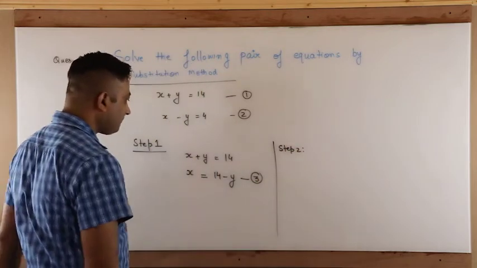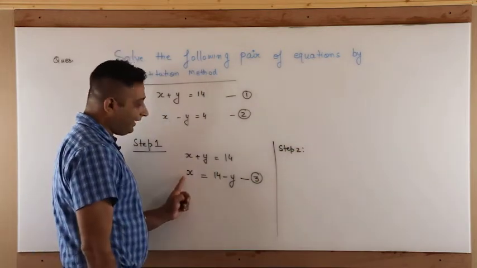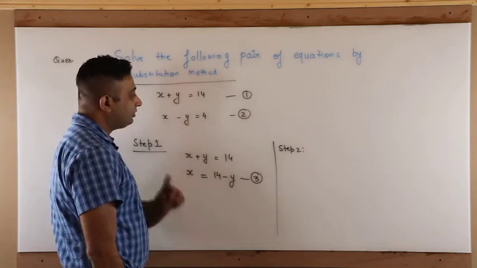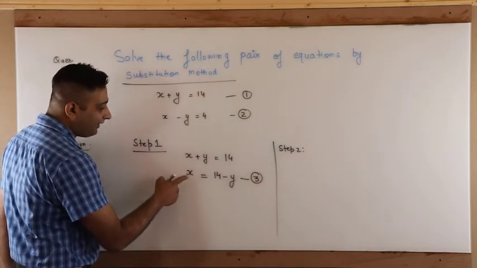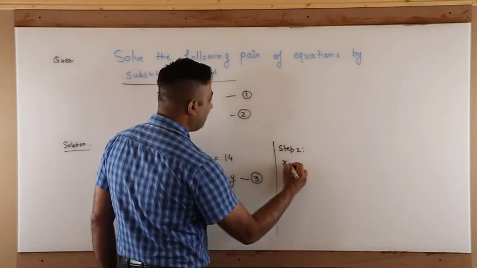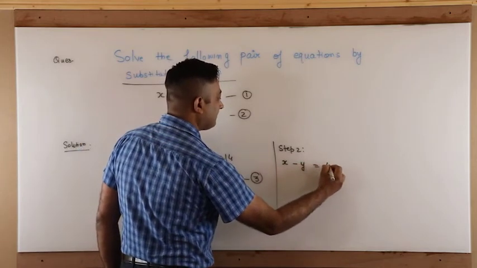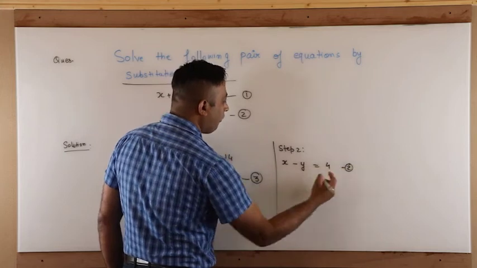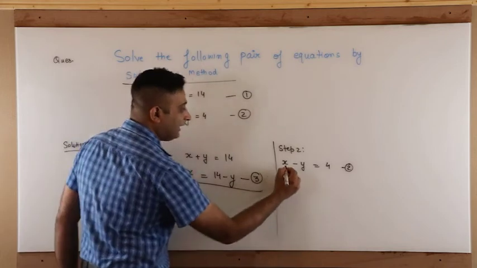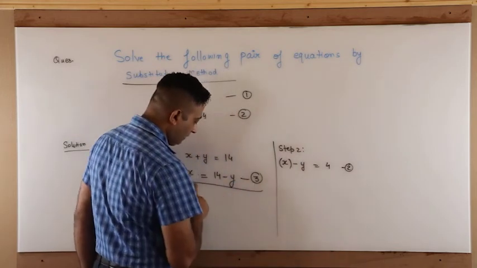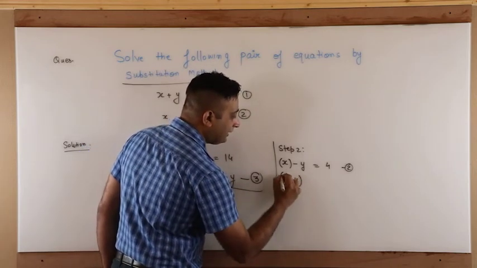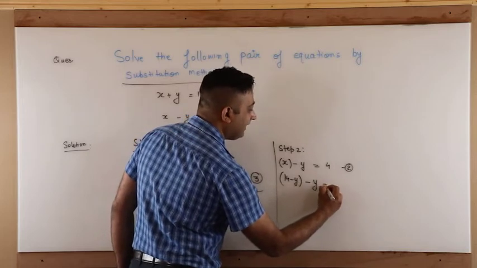Now let us discuss step number 2. In this, we will put the value of x found in equation number 3 in equation number 2, that is, substitute the value of x in equation number 2. So first of all, we will write equation number 2 again. Now we will substitute the value of x from equation number 3. So x was 14 minus y. Here we will write 14 minus y, and minus y equals 4.